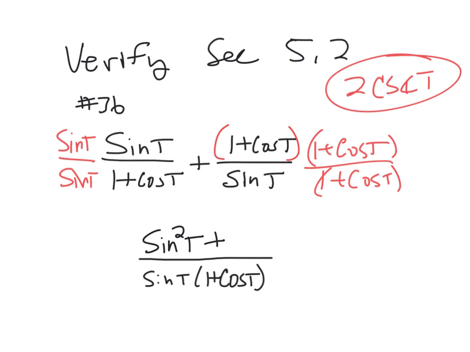So 1 times 1. Maybe I should draw the multiplication arrows so you see those. So I'm going to do those 4 multiplications and combine like terms. So I see 1 times 1 is 1. Then I've got a 1 cosine t and another 1 cosine t, and that's 2 cosine t when I add them together. And then I've got a cosine times a cosine, which is a cosine squared t.